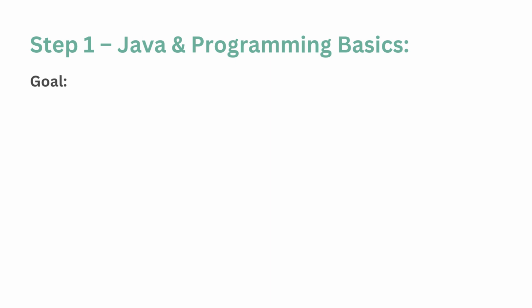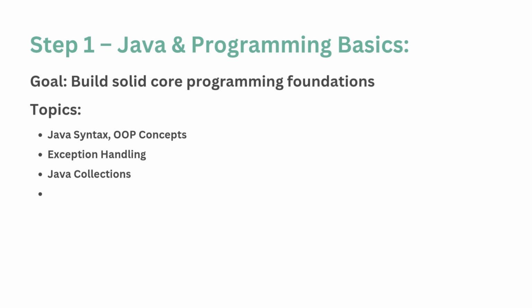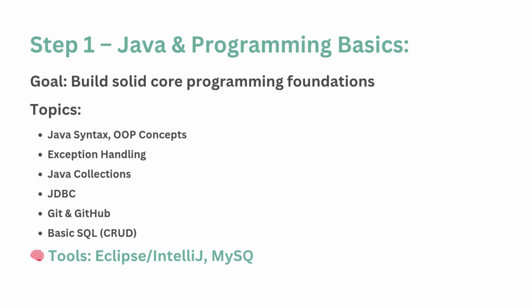The first step is to build your base. Learn Java fundamentals. This means, what are variables, data types, loops, and conditions? What is object-oriented programming? Think of it like organizing your code into real-world objects. Like a car object that can start or stop. Understand exception handling. What happens when your code crashes? Learn to catch and fix it. Collections help you store multiple values, like shopping carts, lists, dictionaries, maps, and more.